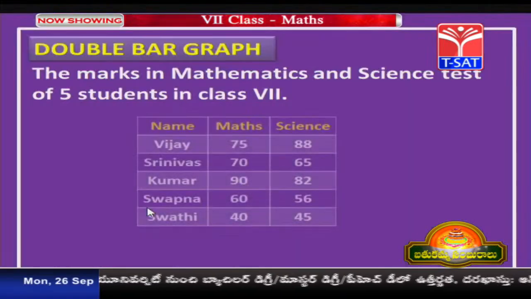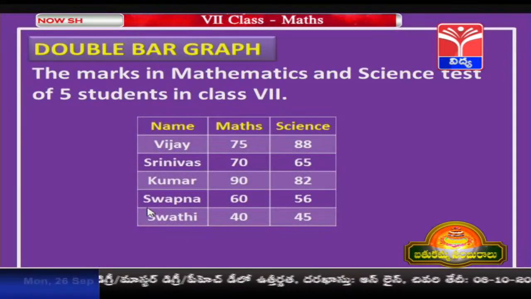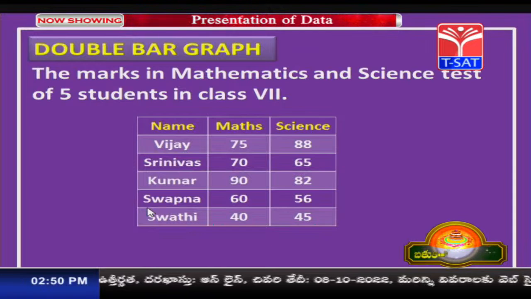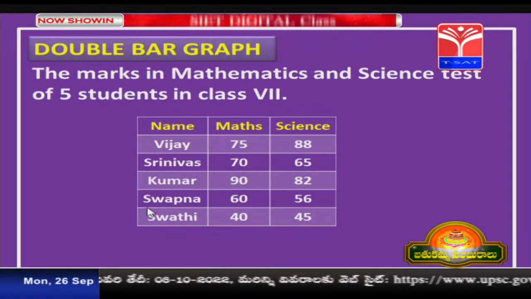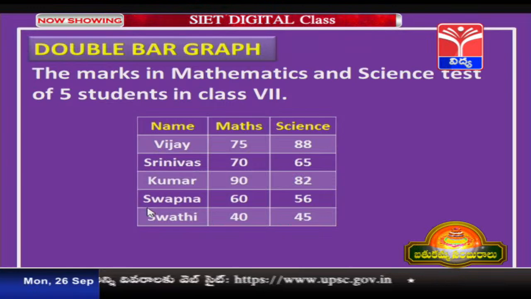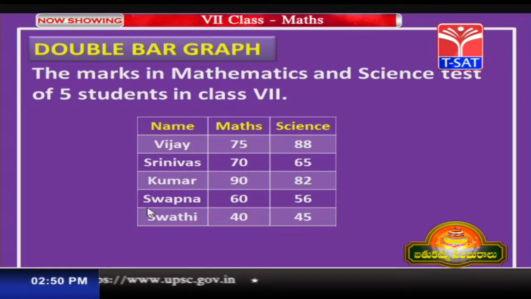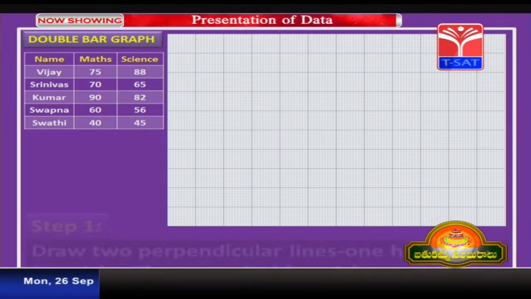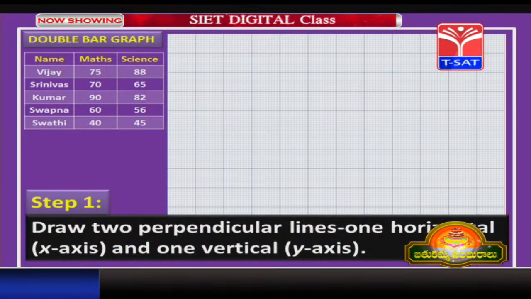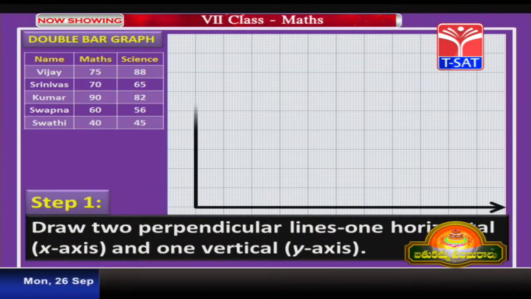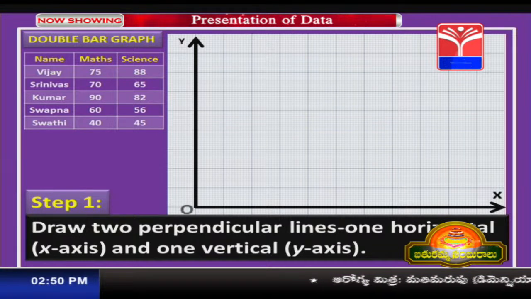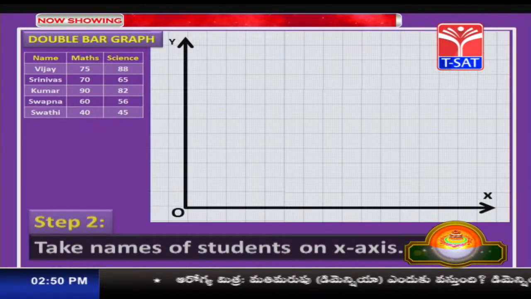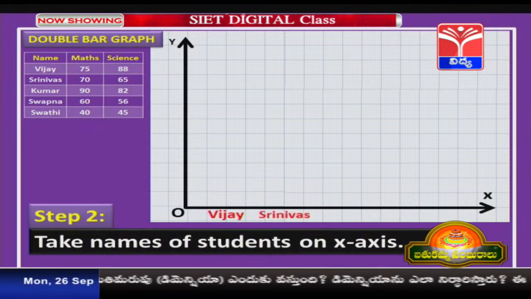Let us see. The marks in mathematics and science test of 5 students of class 7 are given. You can notice on the table the marks scored by 5 students. Now, we are going to draw a bar graph for this data. So, let us start. As usual, the first step is what? You are going to draw a horizontal line and a vertical line and mark them as x and y axis respectively.